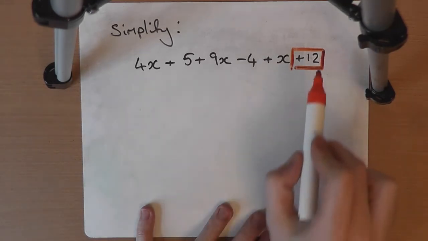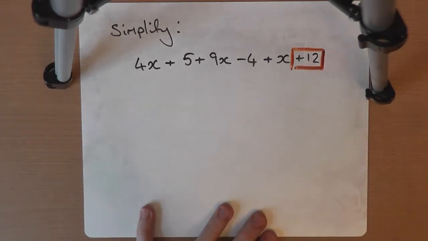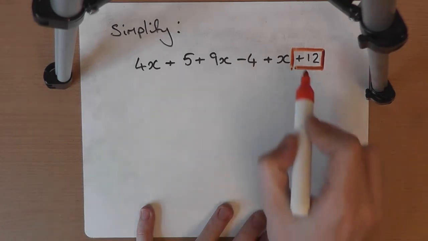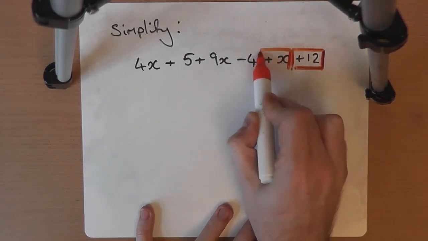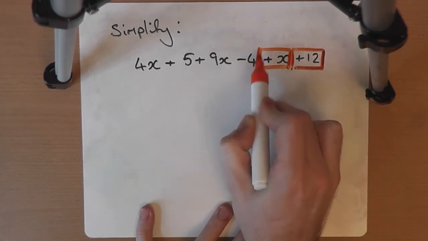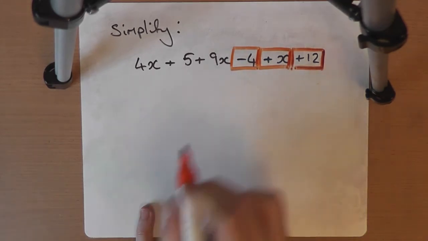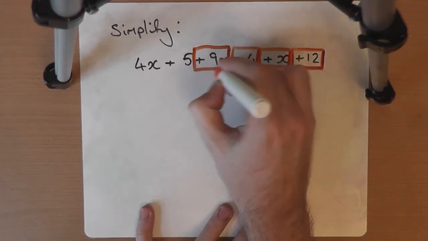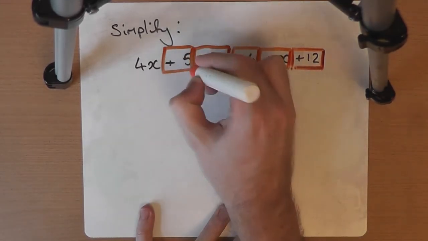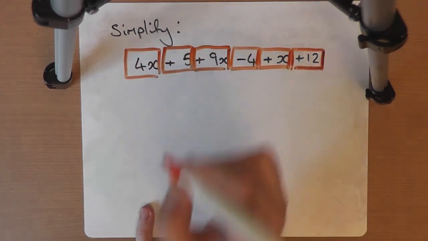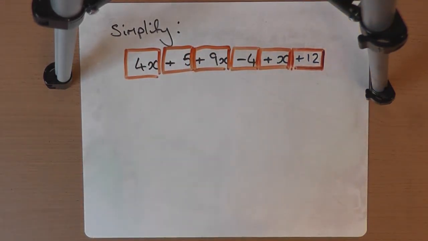So one term and one sign, the 12 and the plus in front of it, and that plus is stuck to the 12. We're going to box off a term and a sign, so that's the x and the plus, a term and a sign, so the 4 and the minus in front of it, the 9x and the plus that's in front of it, the 5 and the plus in front of it, and the 4x there on its own. There isn't a sign in front of that 4x.